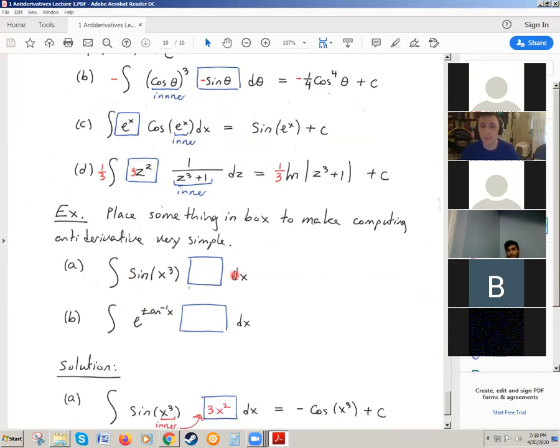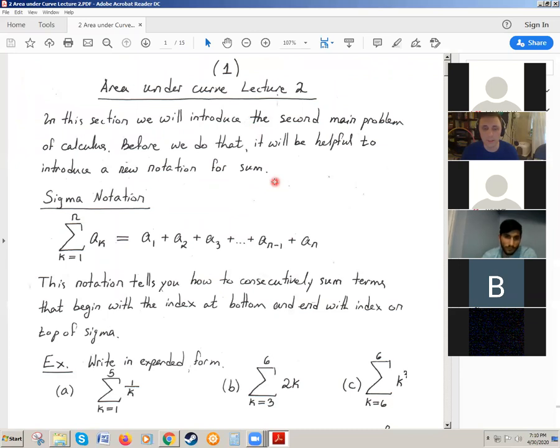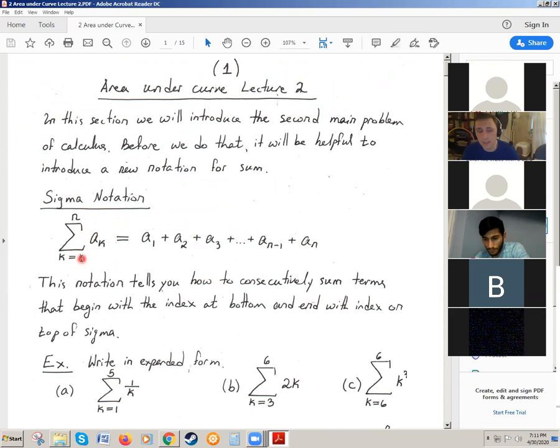Okay, so now let's move to the next lecture. The next lecture is area under the curve. Hopefully we'll cover at least a little bit. And before I begin talking about the area under the curve, I need to explain to you the sigma notation. The sigma notation is a way to represent concisely a sum written out with dot, dot, dot.